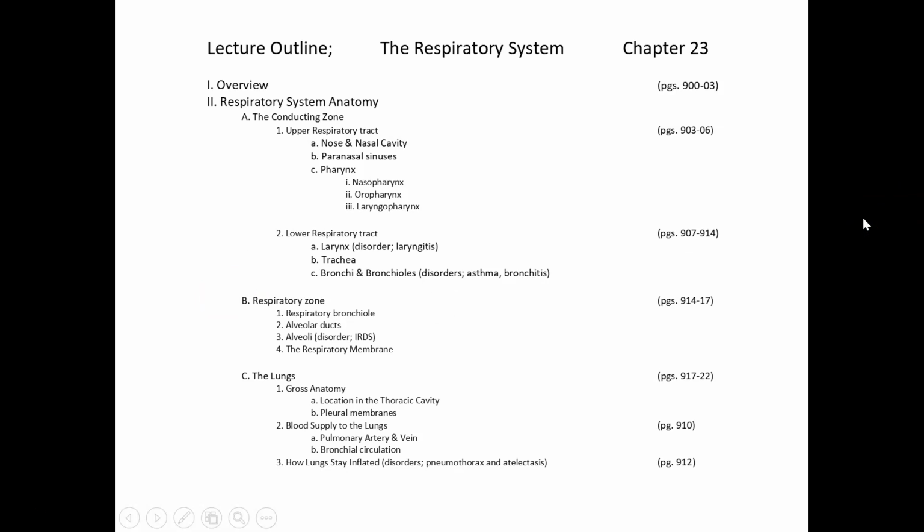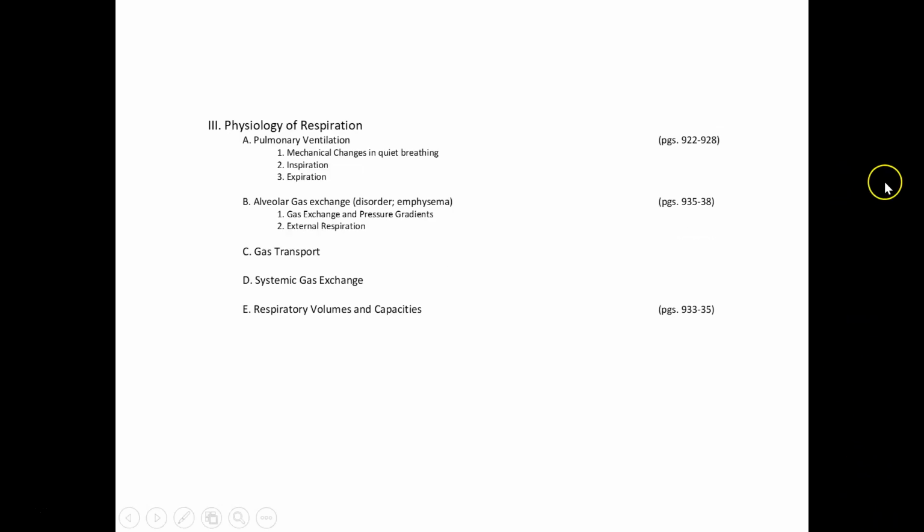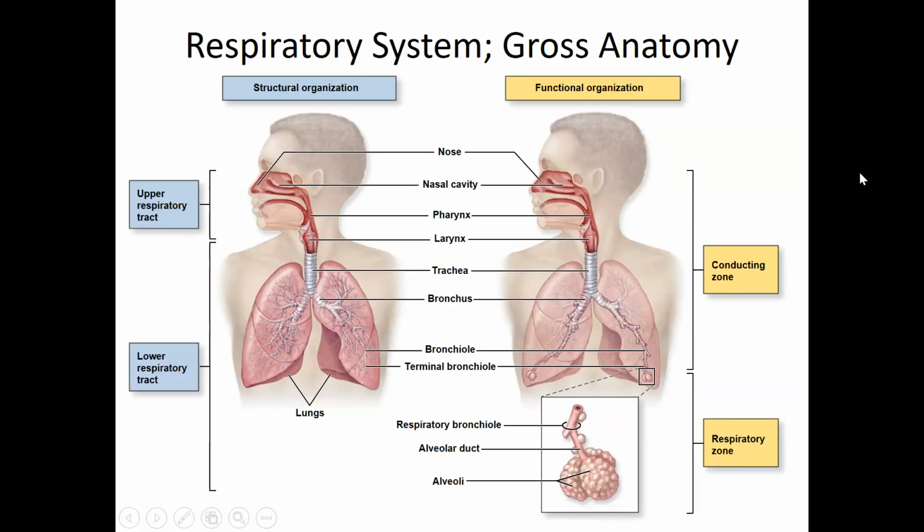Those are called the respiratory zone structures. Those include a respiratory bronchiole, alveolar ducts, and alveoli. And finally, the respiratory membrane, which is the actual site of gas exchange. Future videos will focus on the details of the respiratory membrane and on the gross anatomy of the lungs and on the physiology of the respiratory system, which is broken down on the outline. So let's start by looking at the structural and functional organization of the respiratory system.